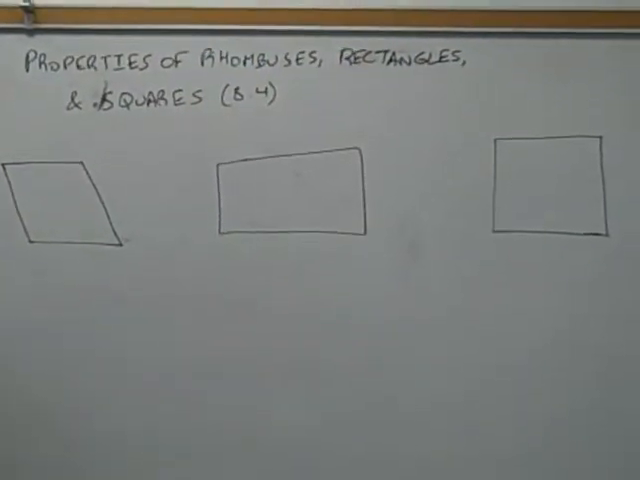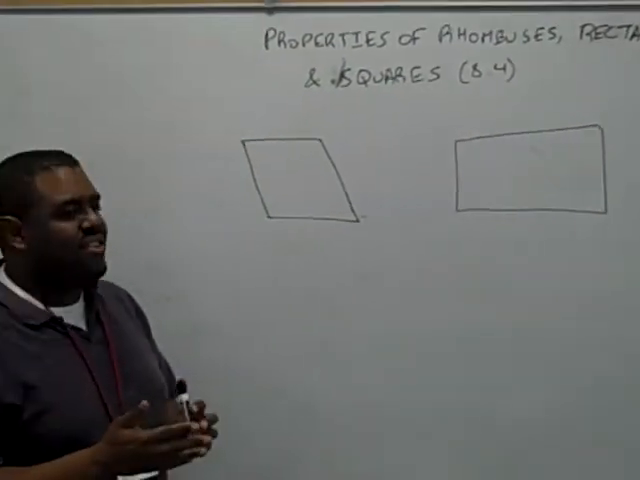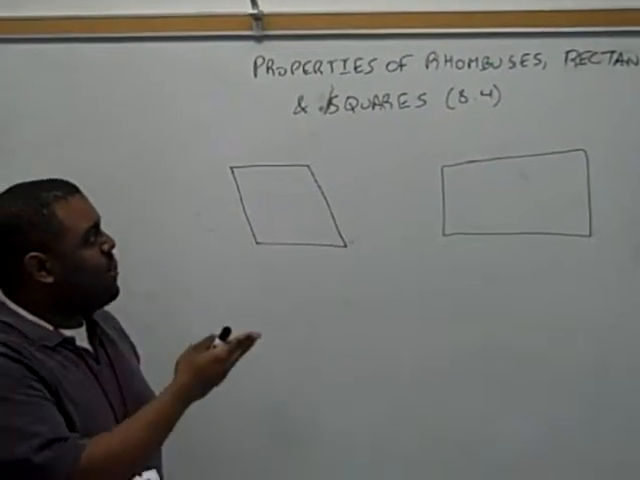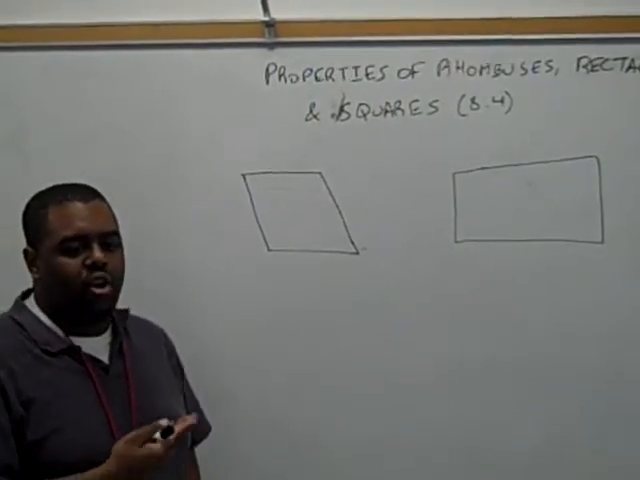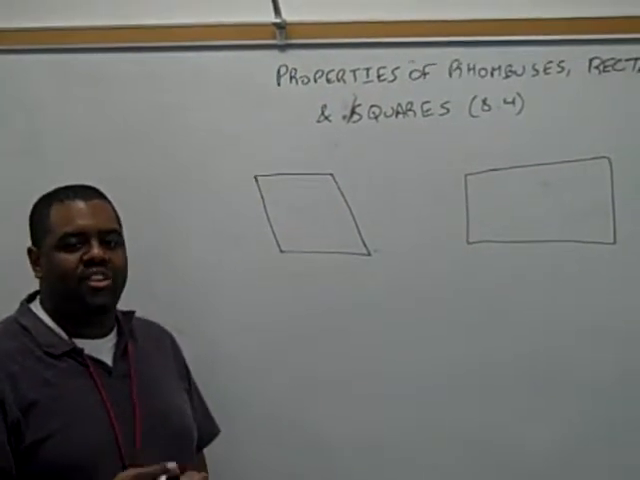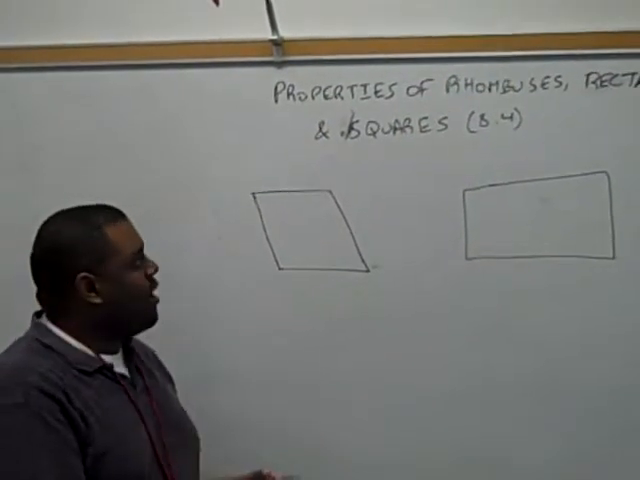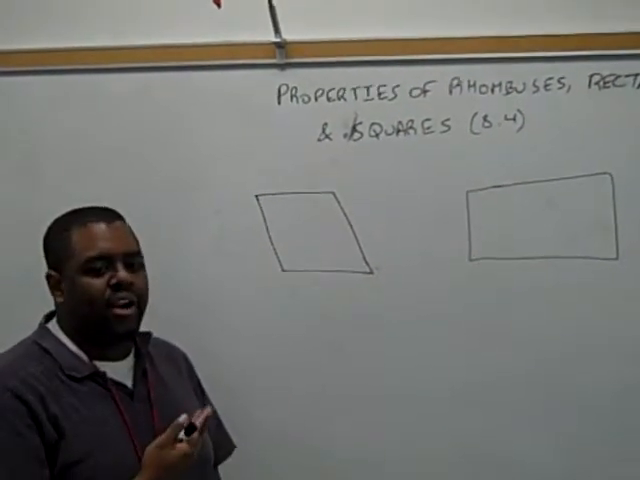All right. Today's lesson is about the properties of rhombuses, rectangles, and squares. Now, each of these rhombuses, rectangles, and squares are what are called quadrilaterals, which of course are four-sided figures. These four-sided figures are also special shapes that are called parallelograms.